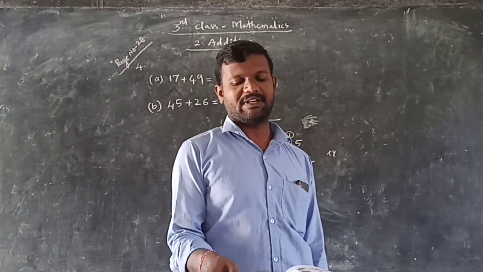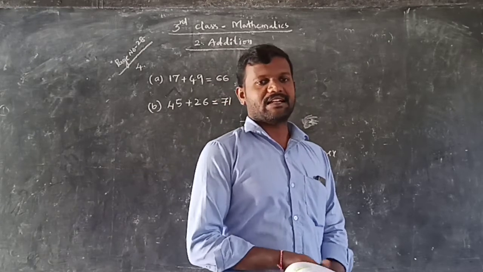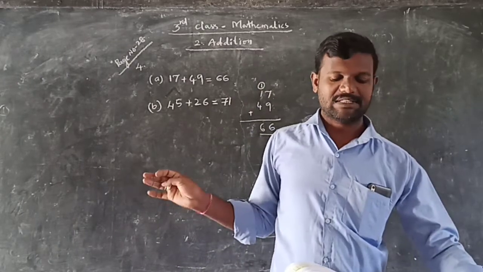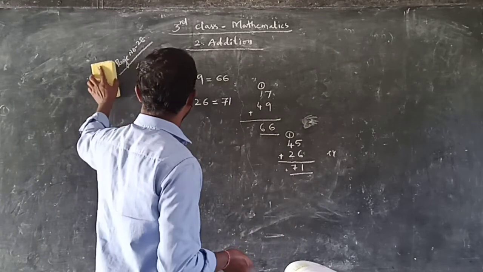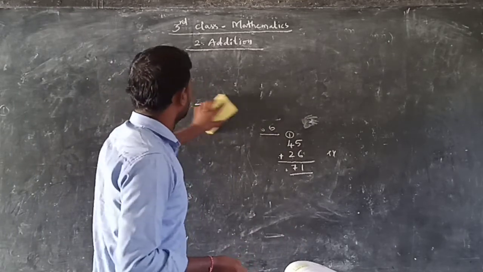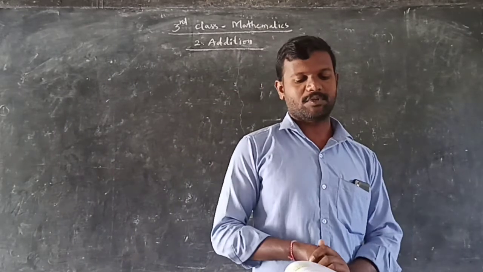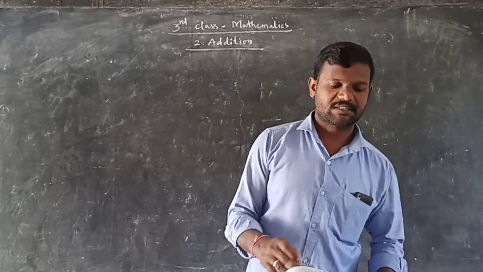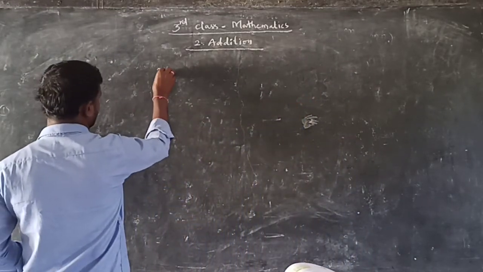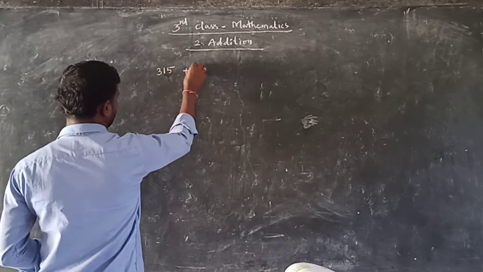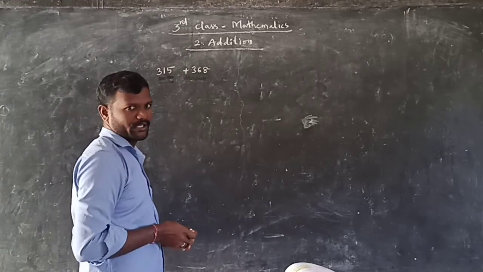Right? Now next. What is next? 3-digit additions. So we learned the 2-digit additions till now. Now the addition of 3 digits. How we have to add the 3-digit additional? First example, one number is given. What is that? 315 plus 368. This is one problem given. 315 plus 368. How many digits are there? Both are 3-digit numbers only.